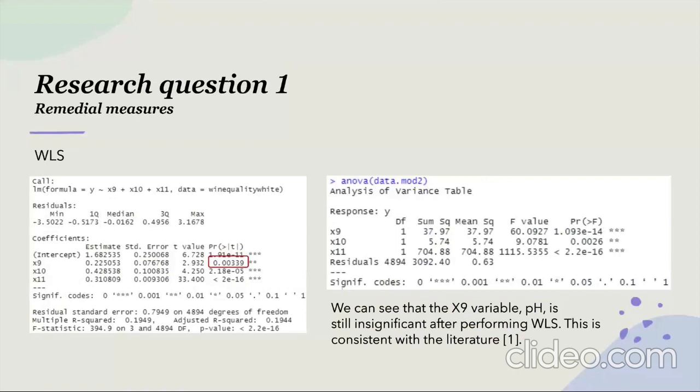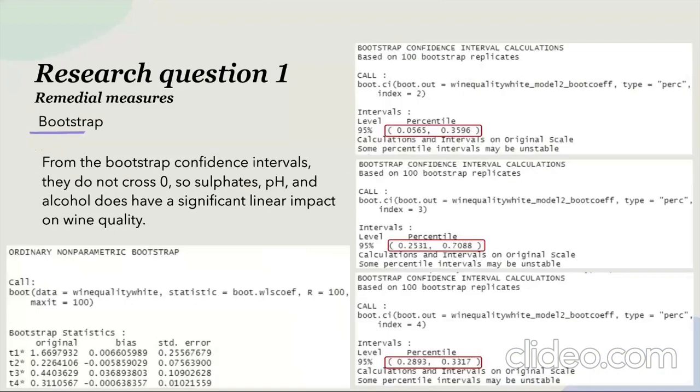For the WLS model, we can see that the X9 variable, which is the pH, is still insignificant after performing the WLS model. This is consistent with the literature. And for the bootstrapping, from the confidence intervals shown on the right, all of them do not cross zero. The first one shows the X9 variable pH, the second one shows the sulfate, and the third one shows the alcohol concentration. So sulfate, pH, and alcohol concentration do not have a significant linear impact on wine quality.